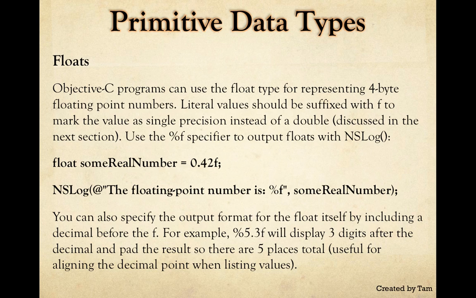Float someRealNumber = 0.42f; NSLog(@"The floating point number is %f", someRealNumber); You can also specify the output format for the float itself by including a decimal before the f. For example, %5.3f will display 3 digits after the decimal and pad the results so there are 5 places total, useful for aligning the decimal point when listing values.